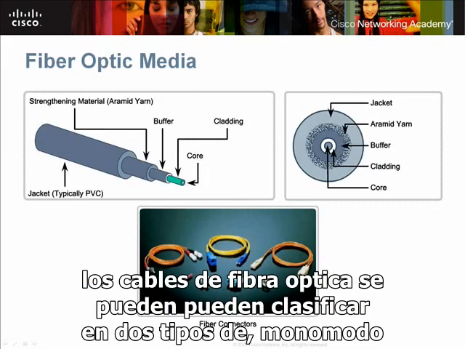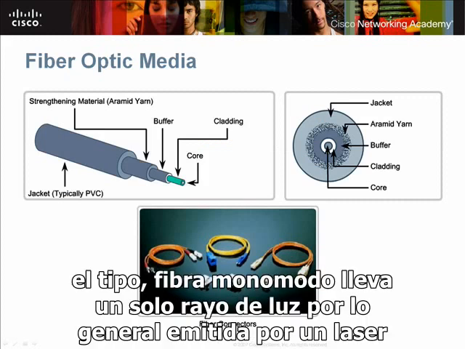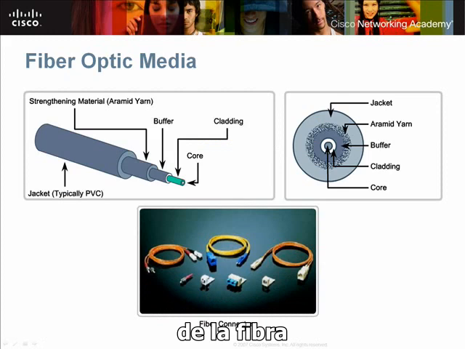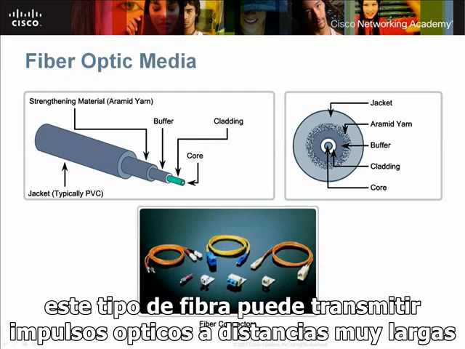Fiber optic cables can be broadly classified into two types, single mode and multimode. Single mode fiber carries a single ray of light, usually emitted from a laser. Because the laser light is unidirectional and travels down the center of the fiber, this type of fiber can transmit optical pulses for very long distances.